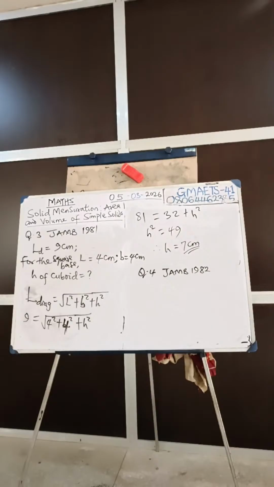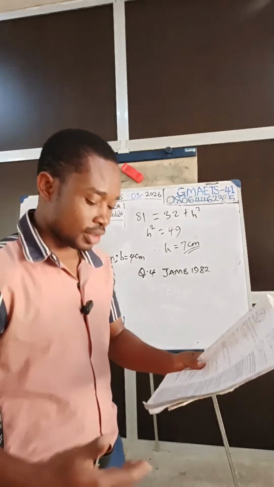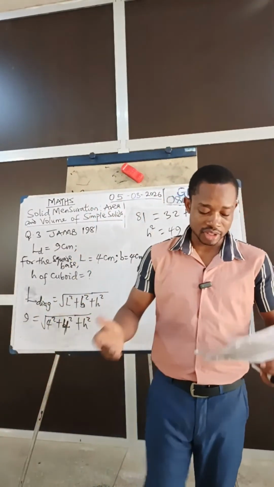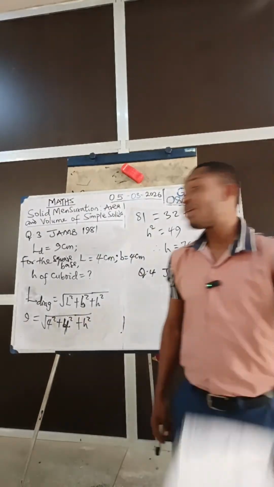The area of the curved surface of a cone generated by the sector of a circle, radius 6 centimeter and arc length 22 centimeter is, we have the options here. Option A, 58 square centimeter; option B, 34 square centimeter; option C, 132 square centimeter; option D, 66 square centimeter. So let us attack this question.